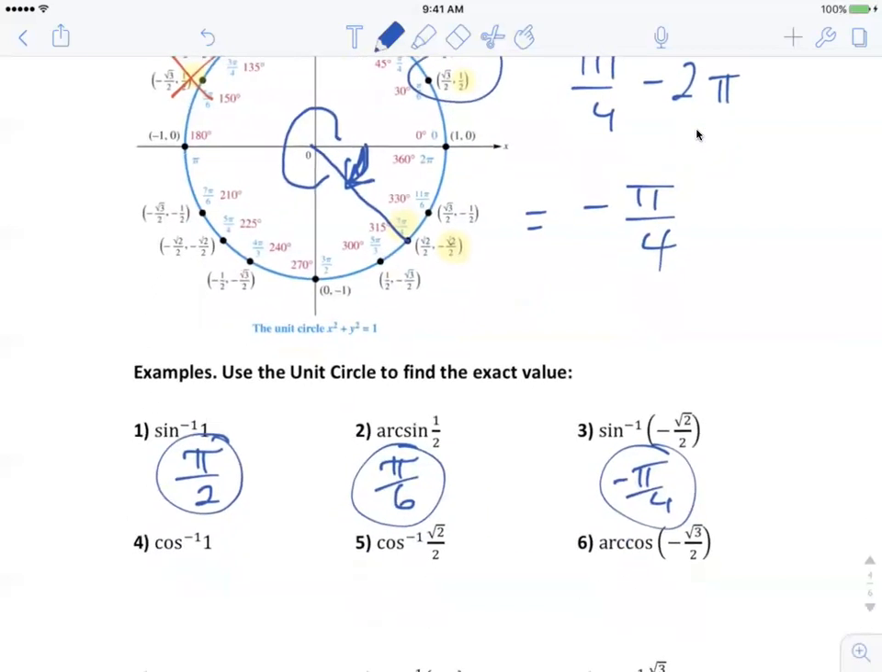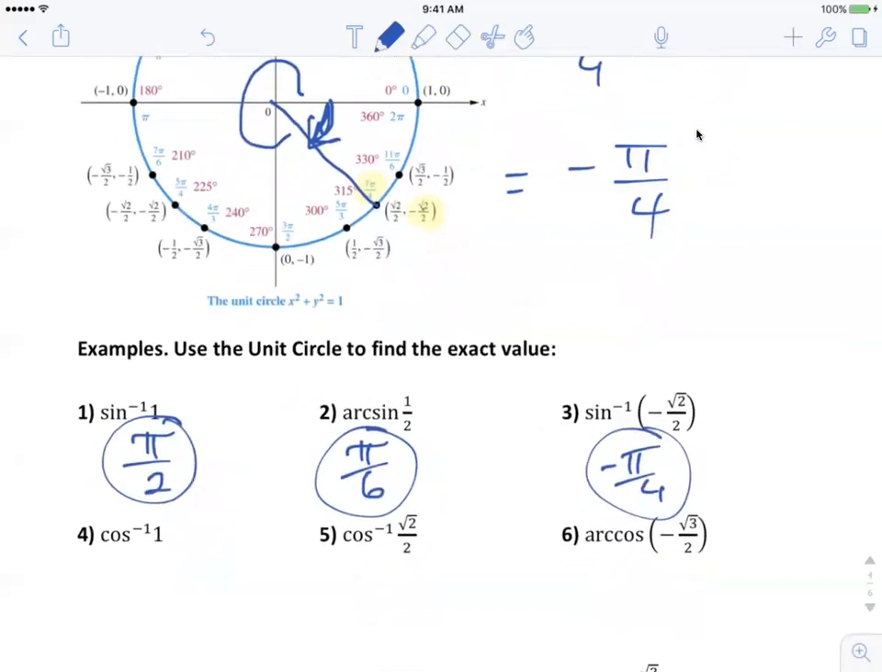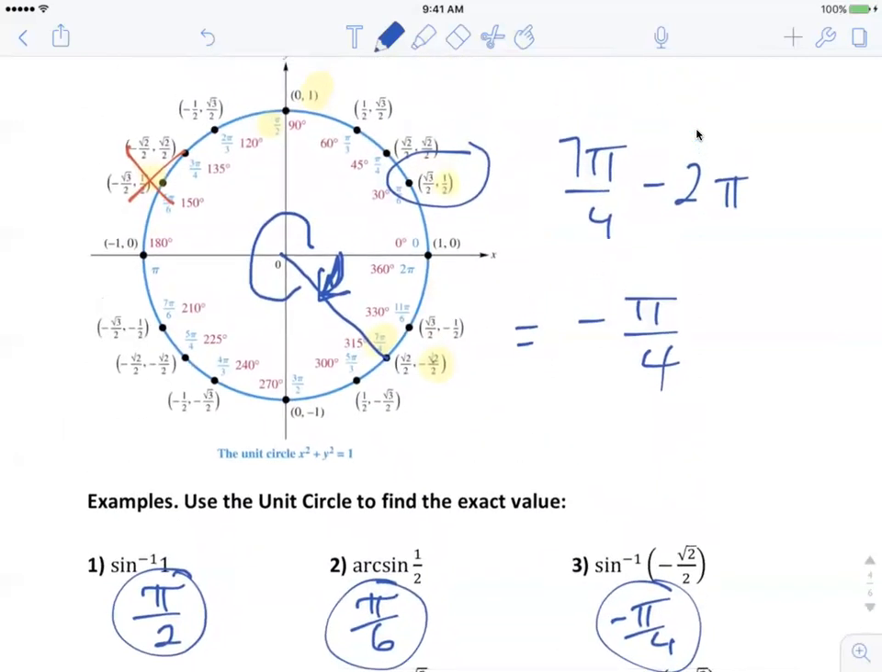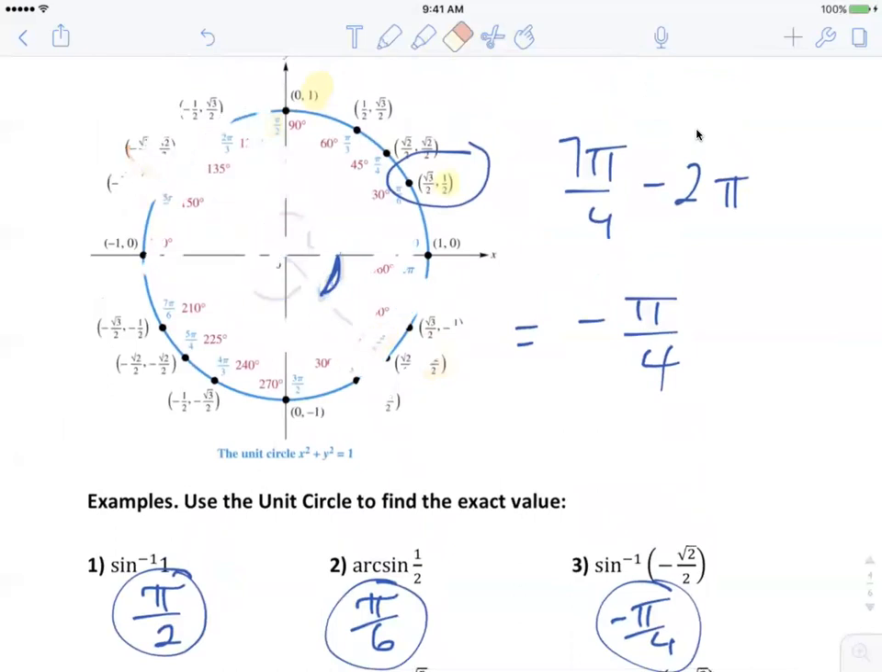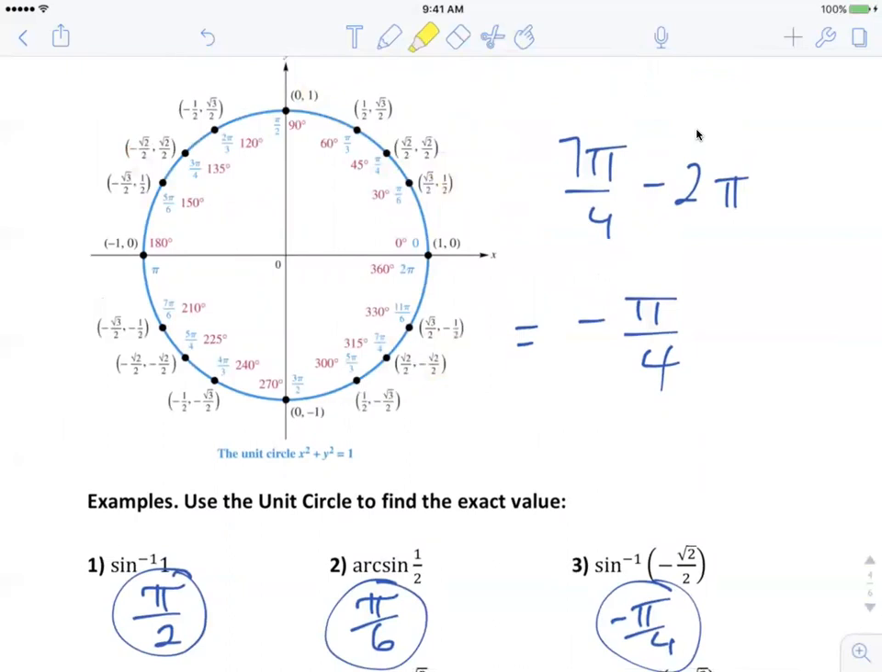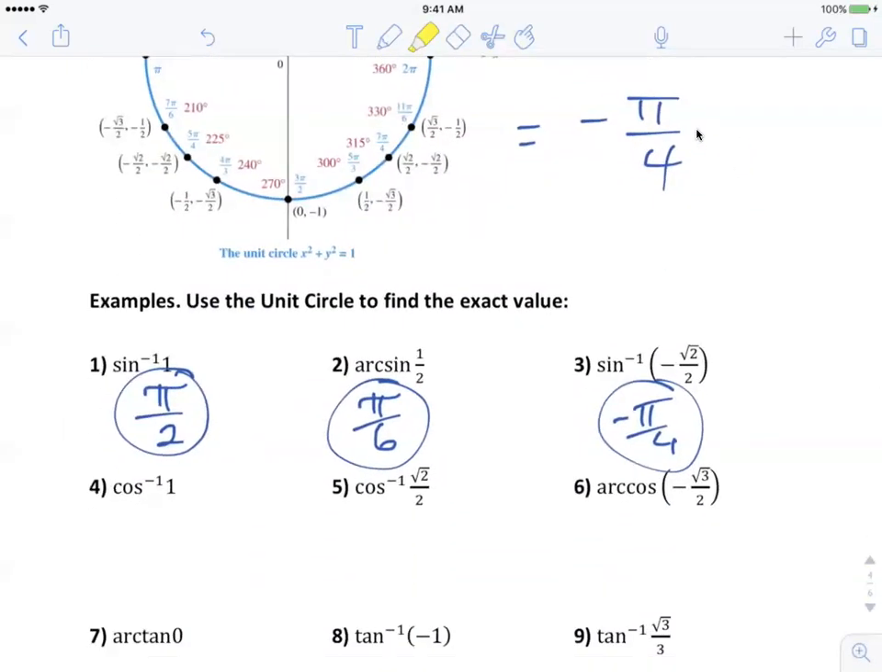How about some cosines? So cosine inverse of 1. We got to look now for cosine. Those are x coordinates on the unit circle. So is there any x coordinate that is equal to 1? There's only one of them. This got all messy. Let's get rid of that. Start over. Right there, right? So that angle is 0. So my answer is 0 for that one.